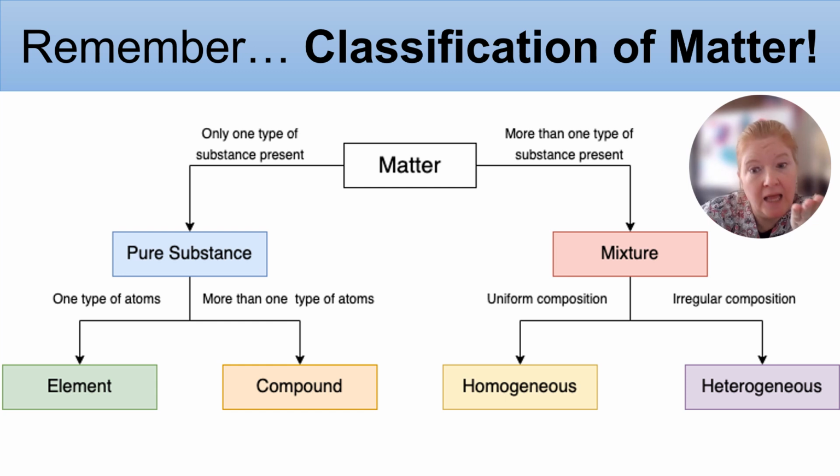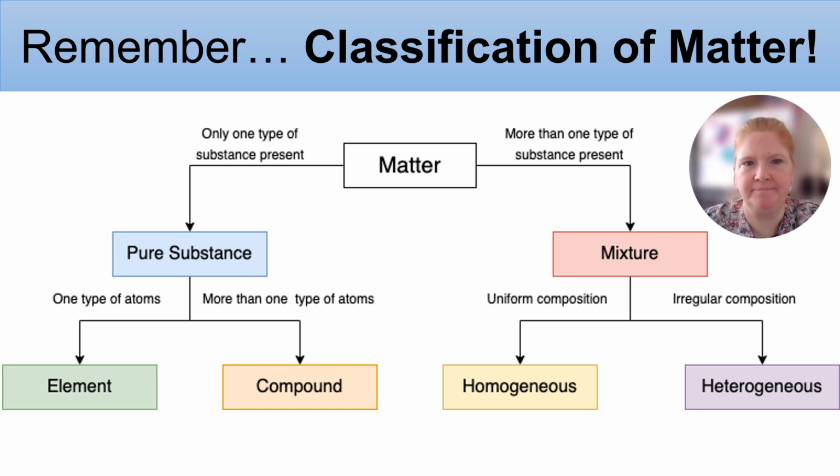It can either be an element with only one kind of atom or a compound with more than one kind of atom. And then on the other side, we have mixture. And what is a mixture? Well, it's composed of two or more pure substances. And then if the particles are evenly distributed, we have a homogeneous mixture, uniform. And if they are not evenly distributed, we have heterogeneous.